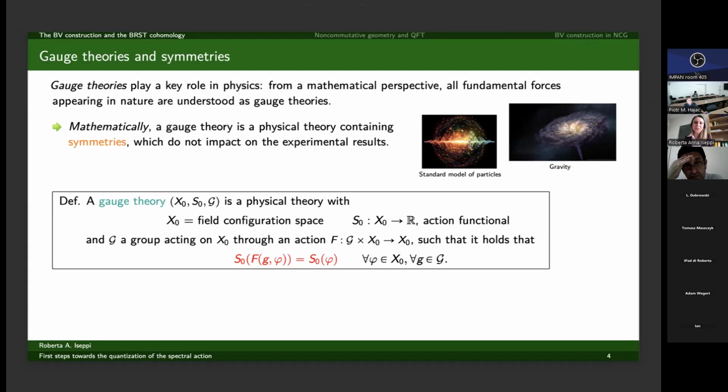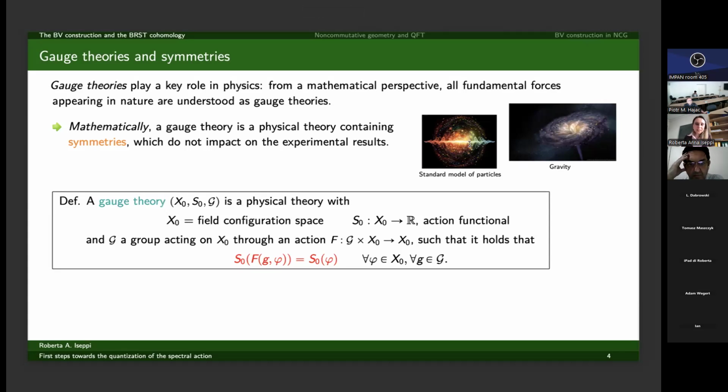So for us, a gauge theory is going to be a package of three elements: X0, S0, and G. X0 is what I will refer to as the field configuration space. S0 is the action functional that is defined over X0 and takes values in R.